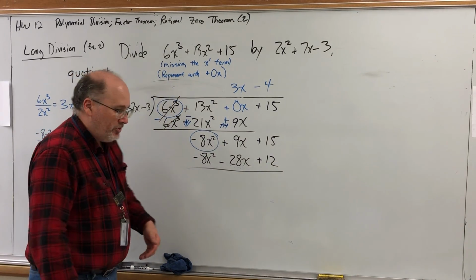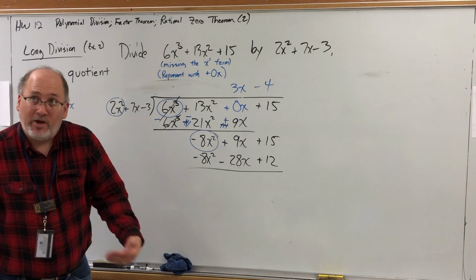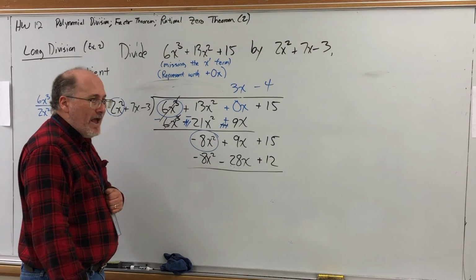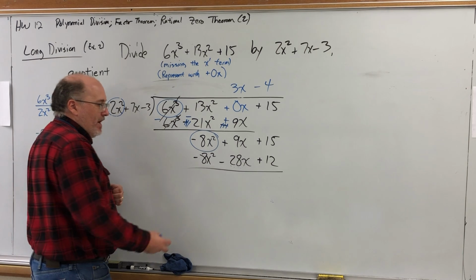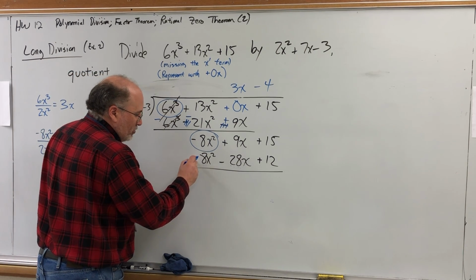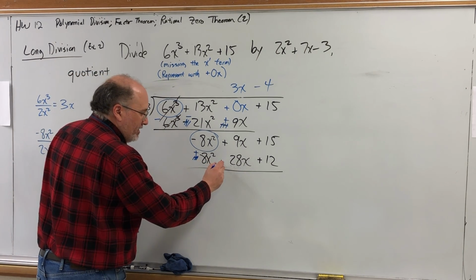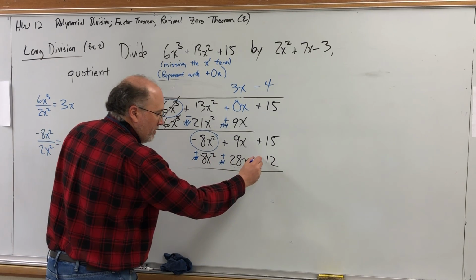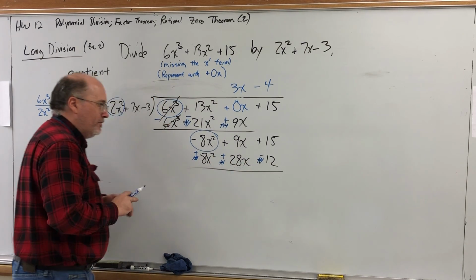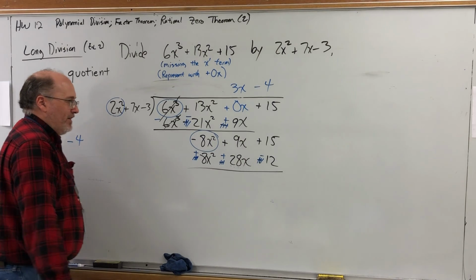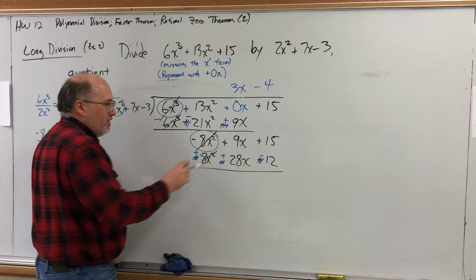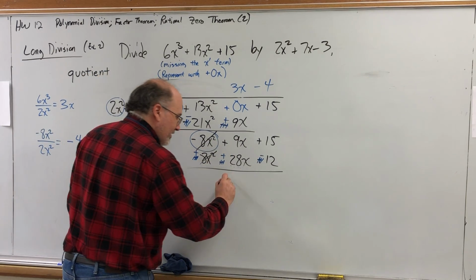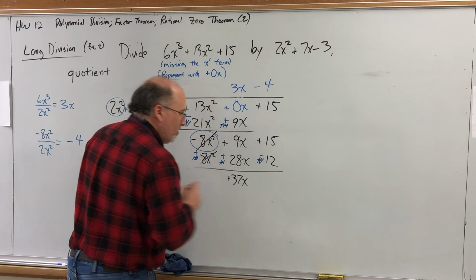If you ever forget what to do, ask yourself, what would I do if these were just numbers? The next move would be to subtract, but in this context, it's easier to change signs and combine. This negative 8x squared becomes positive, the negative 28x becomes positive, and the positive 12 becomes negative. Combine like terms, the x squareds cancel, that was expected. Positive 9x and positive 28x is positive 37x.